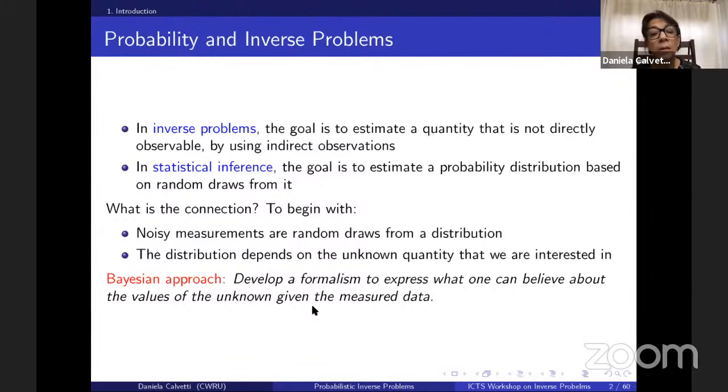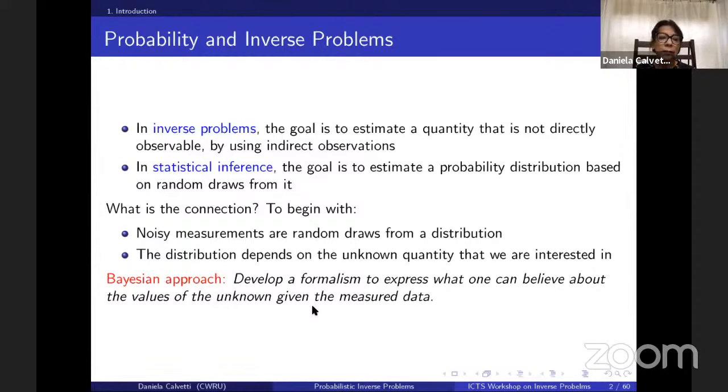So the glue that puts together inverse problems and statistical inference is that whenever we have measurements, there is always some sort of noise, and noise could be imperfection in the measuring device, could be also physical noise that is superimposed to the signal of interest. And we can think that noise is really a random realization from a distribution, which often we don't know, but we have an idea roughly what it could be. And also in general, this distribution depends in some ways on the quantity that we're interested in.